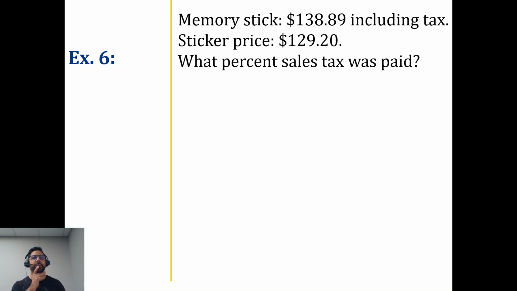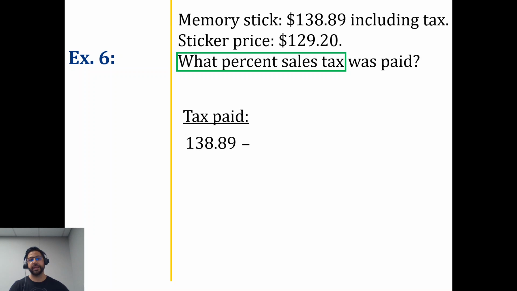Let's see. The memory stick, 138.89, and that does include the tax. The sticker price is $129.20. What percent sales tax was paid? So the first thing you need to do is figure out how much tax was paid to California. So if the receipt said $138.89 and the sticker price $129.20, we're going to do a little bit of subtraction, and that'll tell us how much tax was paid. $9.69 was paid to the government.